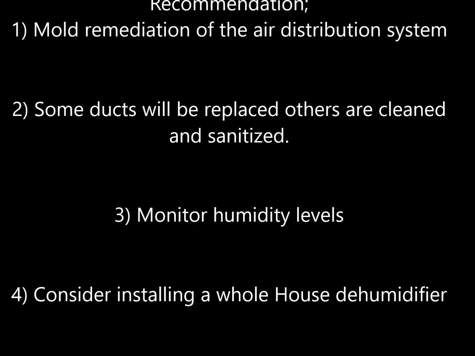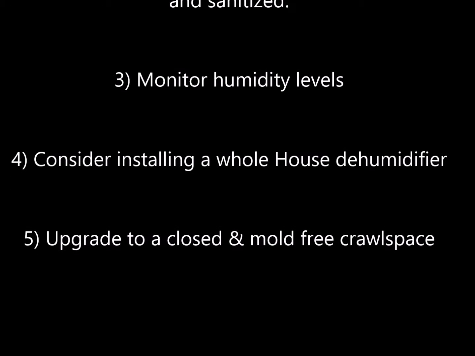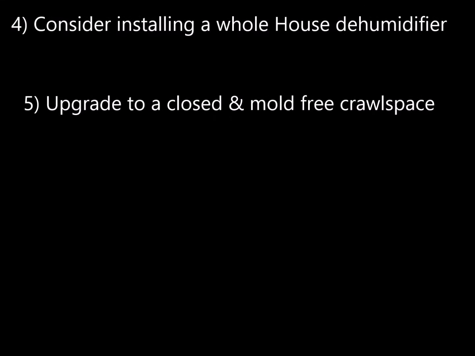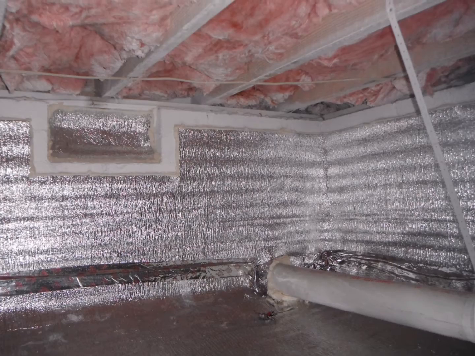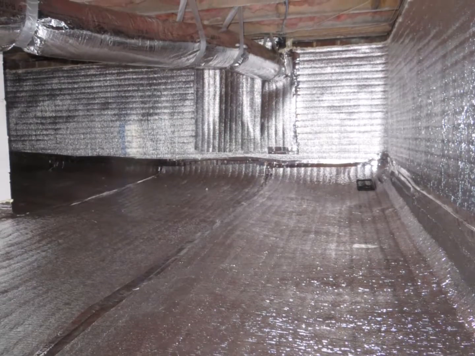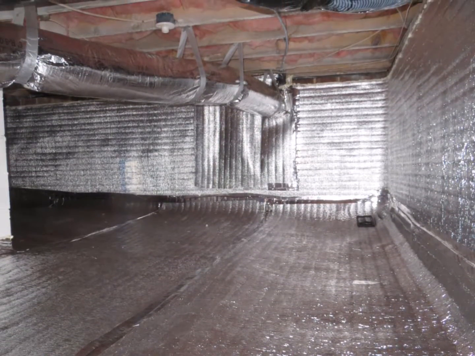Our recommendations include a mold remediation of the air distribution system, so some ducts will be replaced, some will be sanitized and cleaned. Then monitor the humidity levels, consider a whole house dehumidifier, and lastly upgrade to a closed and conditioned crawl space in which the insulation has been removed and the wood treated and a liner installed.